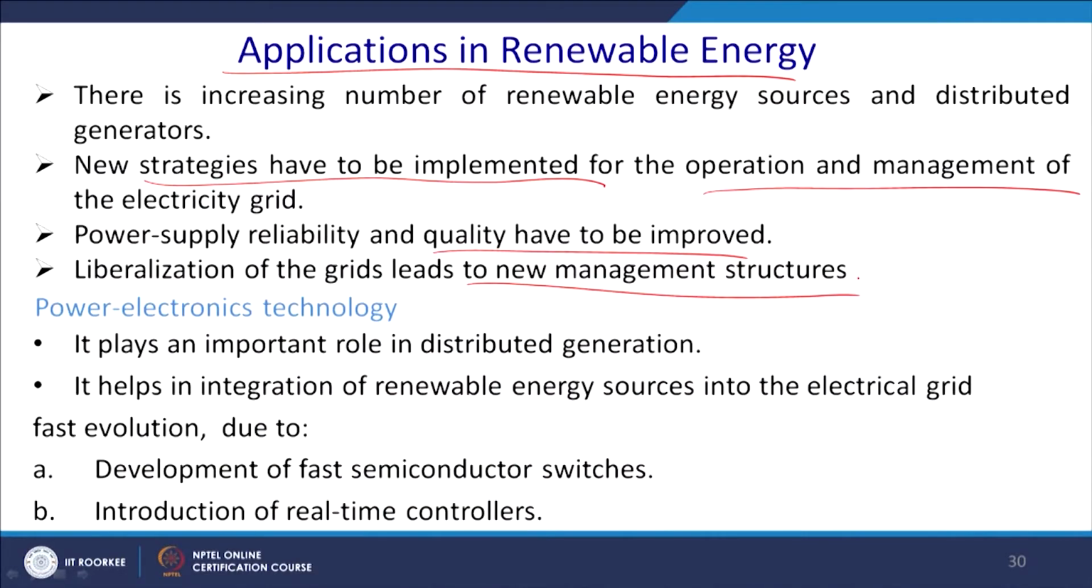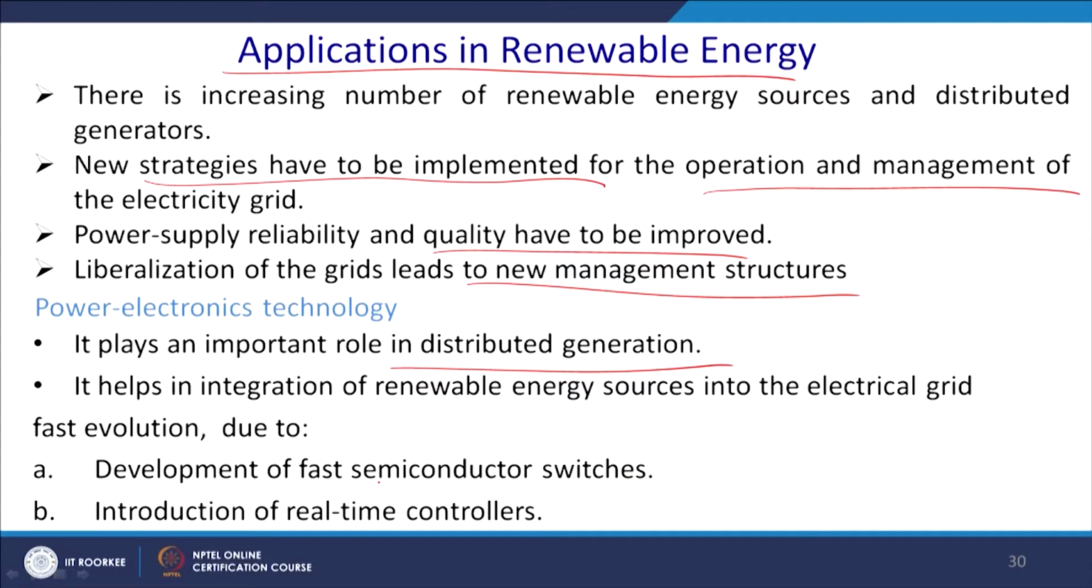Power electronics technology plays an important role in distributed generation. Nowadays, with the penetration of renewable energy in a distributed network, power electronics plays a very important role, and solar inverters are essentially a bulk of power electronics devices. It helps integrate the renewable energy source with the electric grid, with fast evolution due to the development of fast semiconductor switches and the introduction of real time controllers.